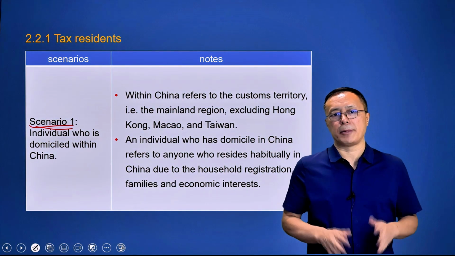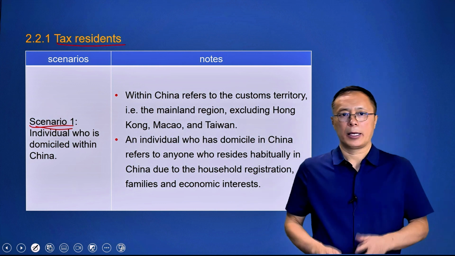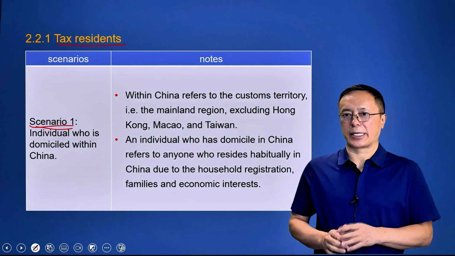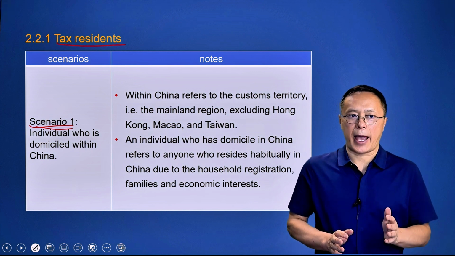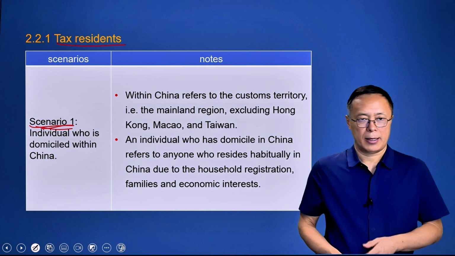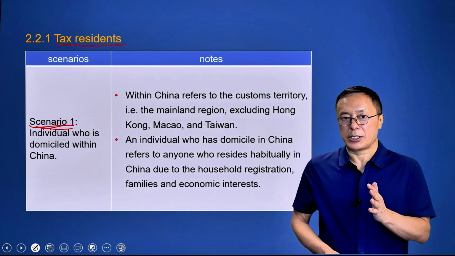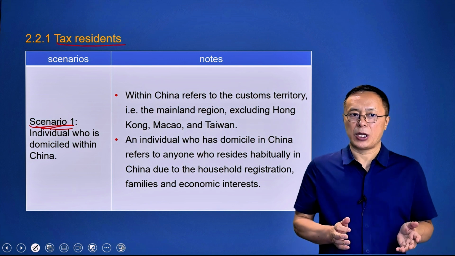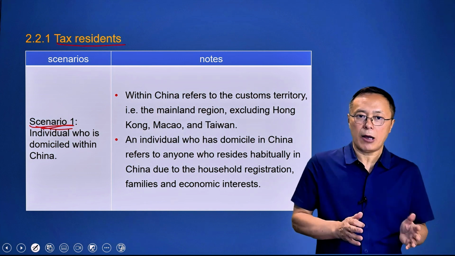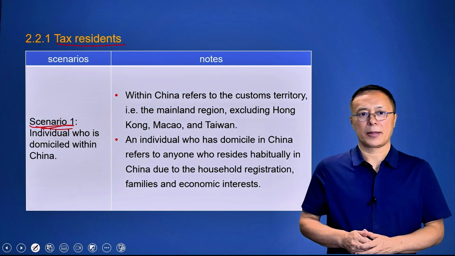First, we're talking about the first type, tax residents. Individuals who meet any of the following conditions can be considered as tax residents of China. Scenario 1. An individual who is domiciled in China. It means that if an individual resides within China, he or she is a China tax resident.